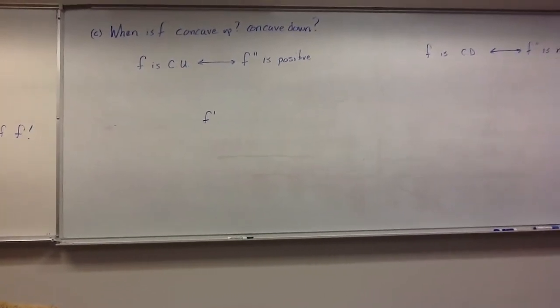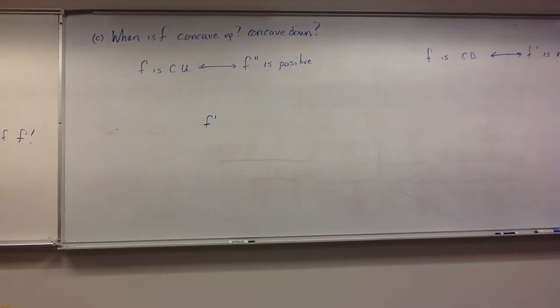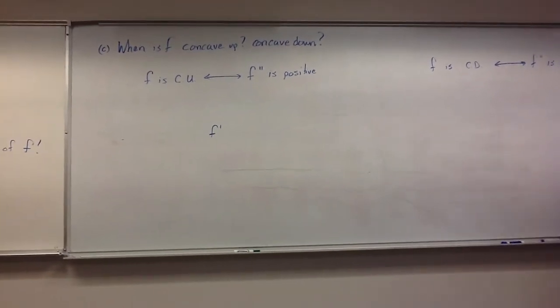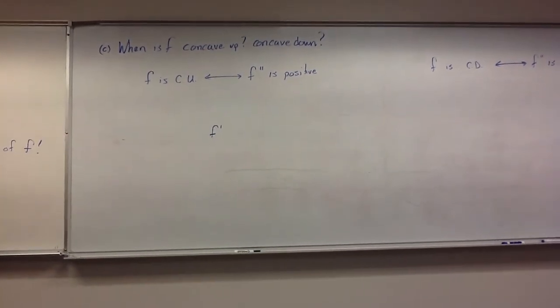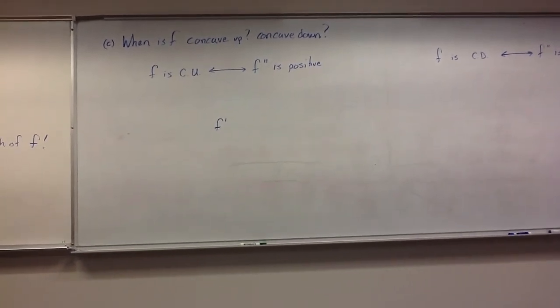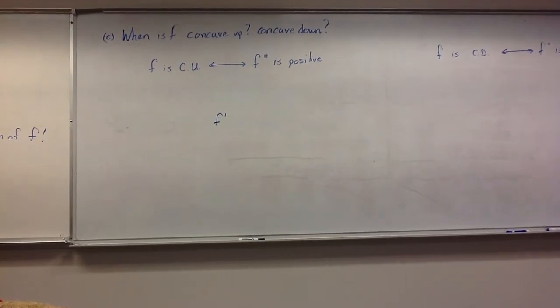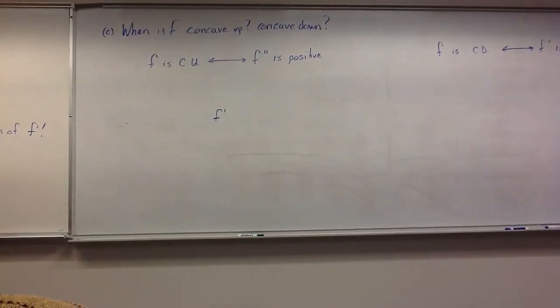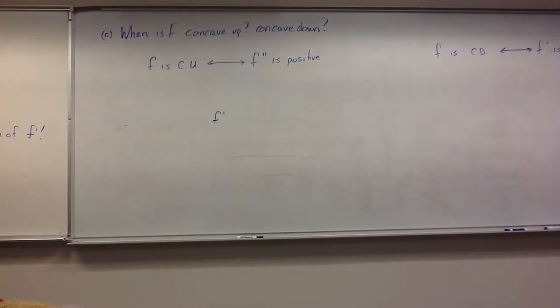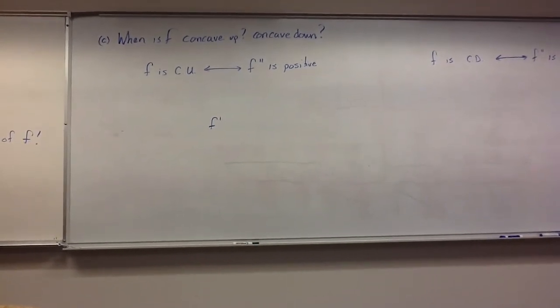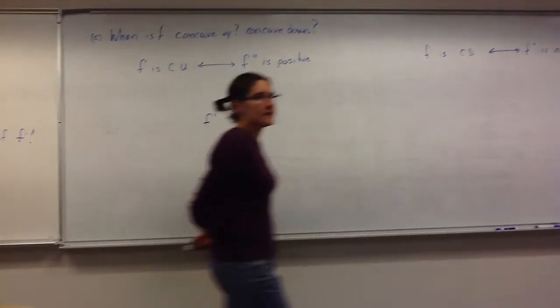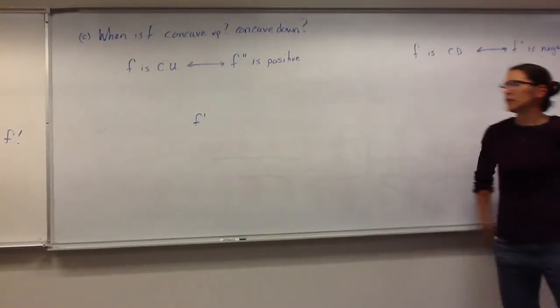This is something we do for f double prime, where it's just turning. Oh, okay. Well, that's when f prime is positive. But when we say that f prime is positive, we're saying that the slope doesn't.